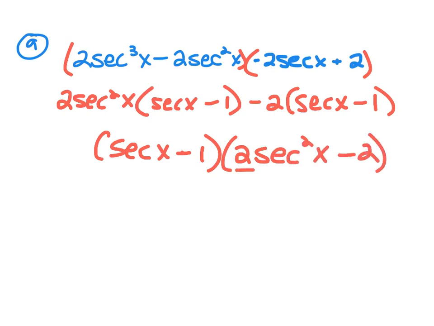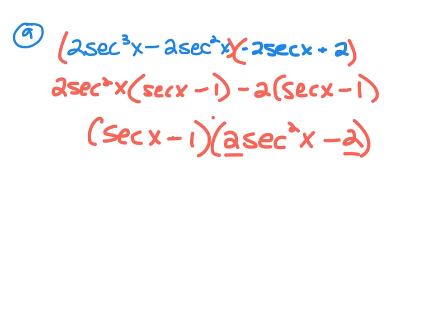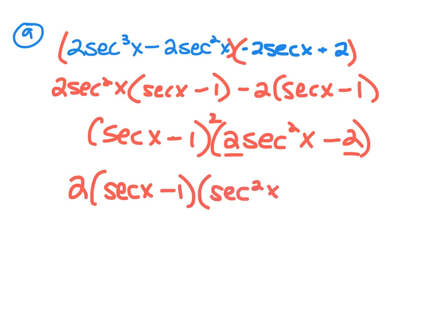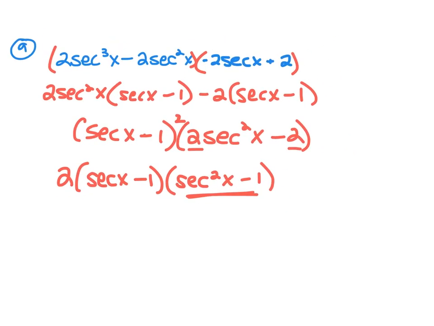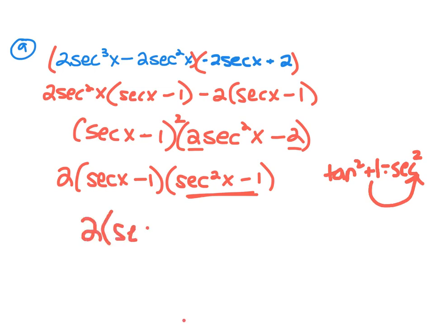And then the last thing you can do is take out that 2. So I could put it here. I could put it all the way at the front. 2 times secant x minus 1, and then secant squared x minus 1. This is one of your trig identities, right? So tangent squared plus 1 equals secant squared, which means if I move the 1 to the other side, this would be 2 times secant x minus 1 times tangent squared x. And then that's as far as you can go.